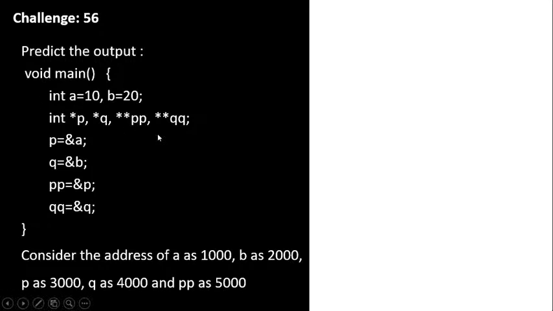So there are 4 pointer variables: p, q, **pp, **qq. So 4 pointer variables, and 2 variables, that is a is equal to 10, b is equal to 20. Okay, for p I'm copying the address of a, for q I'm copying the address of b, for pp I'm copying the address of p, and for qq I'm copying the address of q.